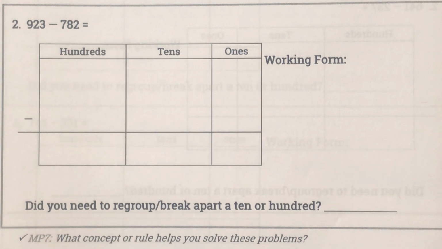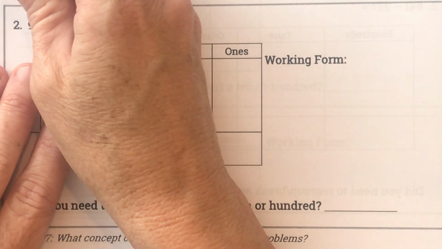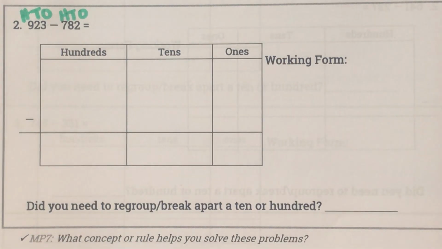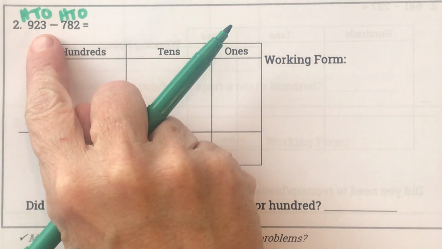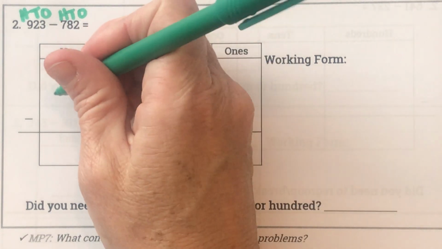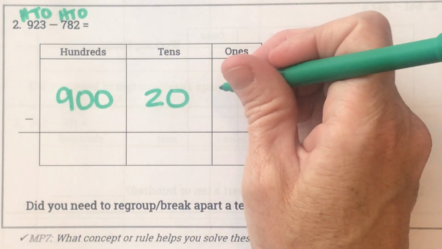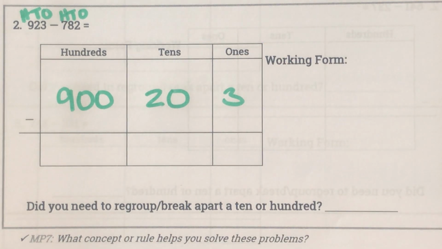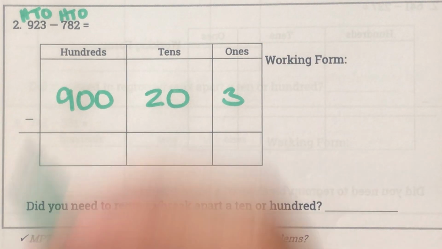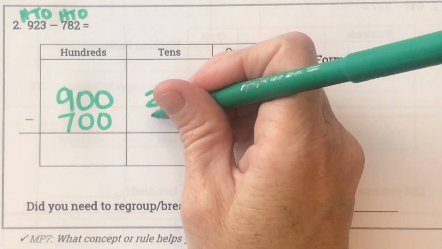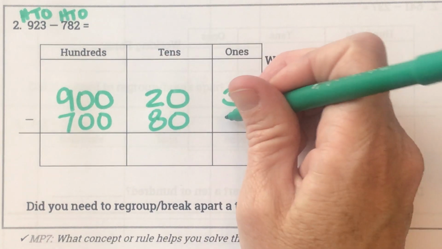It says 923 subtract 782. Okay, ready? Let's put our place values, even though they're really squished. Okay, so our minuend is 923. So 9 hundreds is 900. 2 tens is 20. And 3 ones is 3. Okay, our subtrahend is 7 hundreds is 700. 8 tens is 80. And 2 ones is 2.